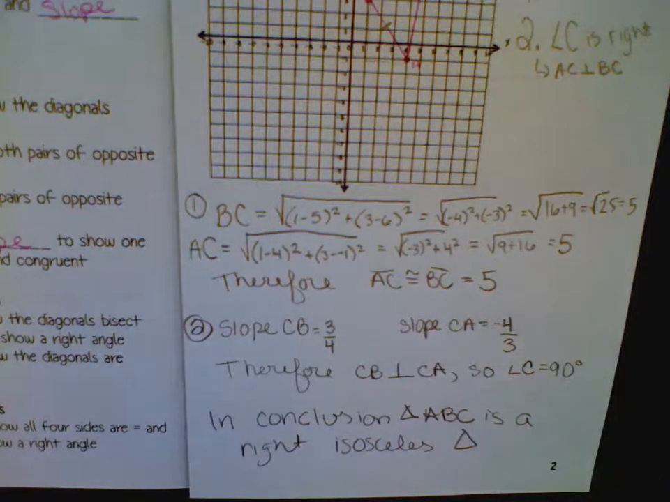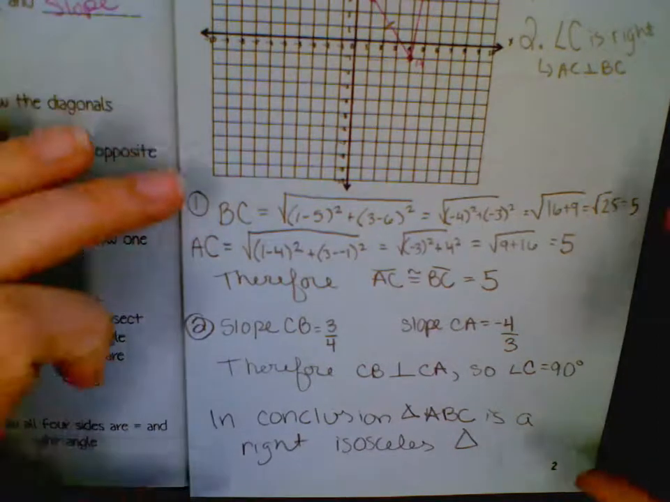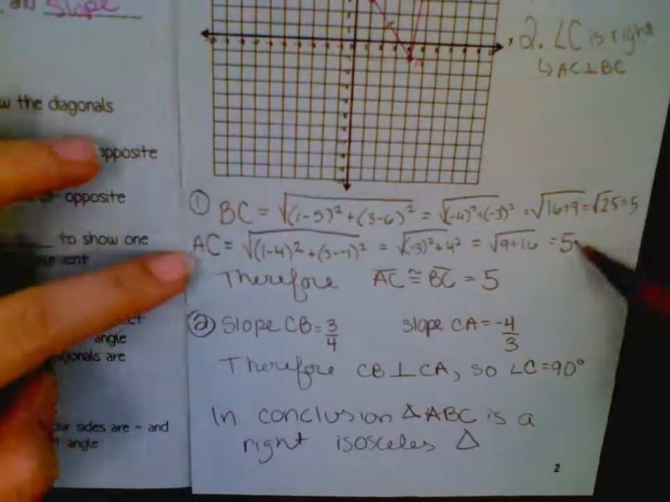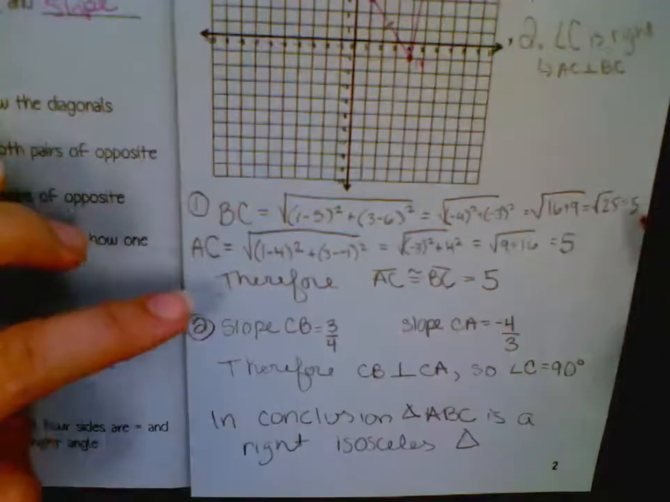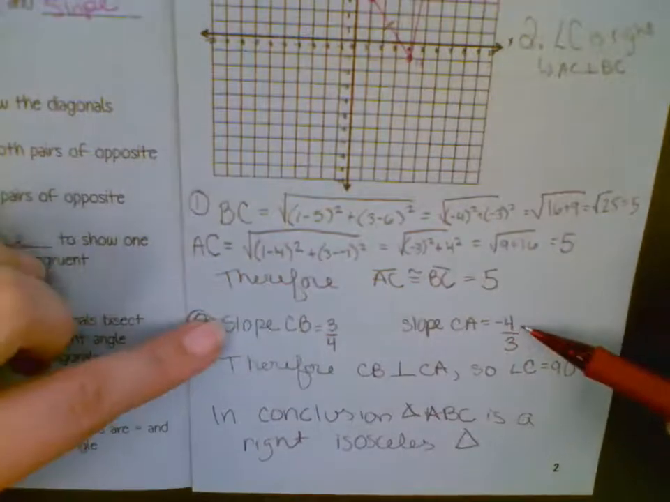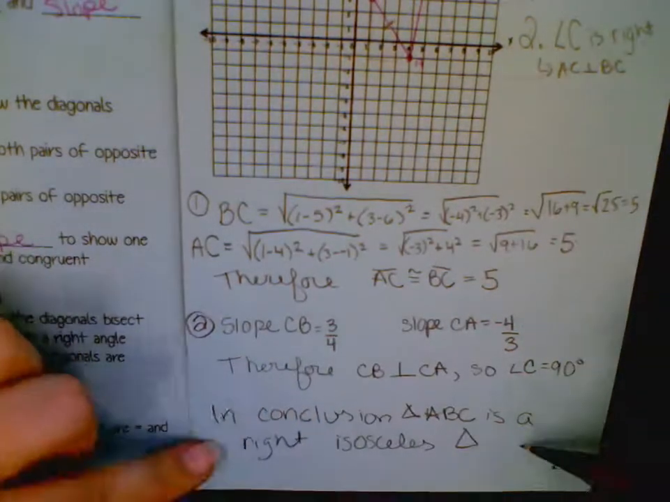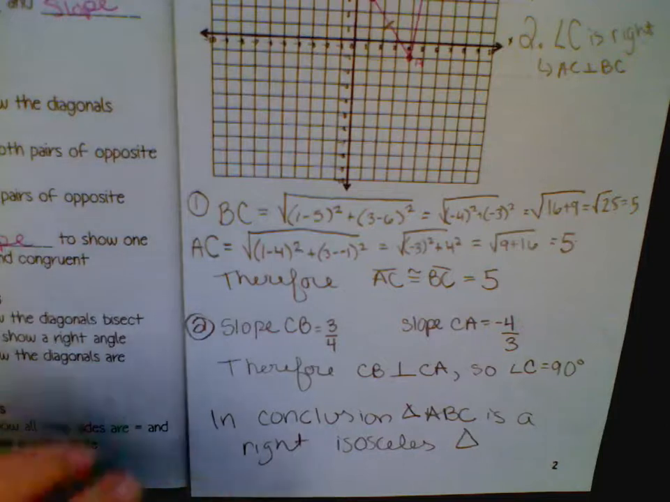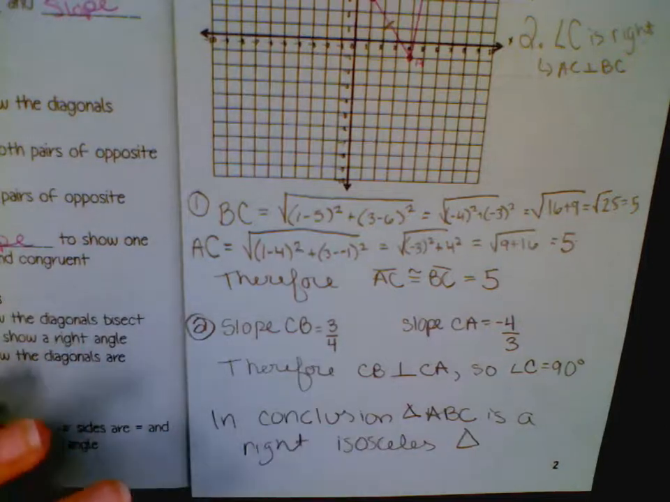Okay, so that's it for that proof. So we showed that they have congruent distances to make congruent lines, or equal distances. We showed that their slopes are opposite reciprocal, which gave us our right angle, and that was it. Okay, so let's take a look at our next example and see what's going on with that one.